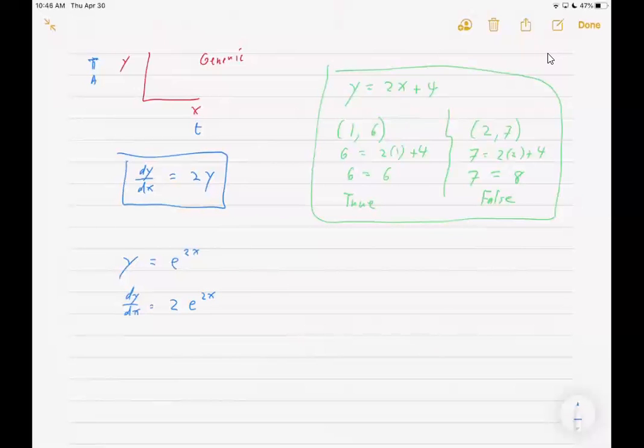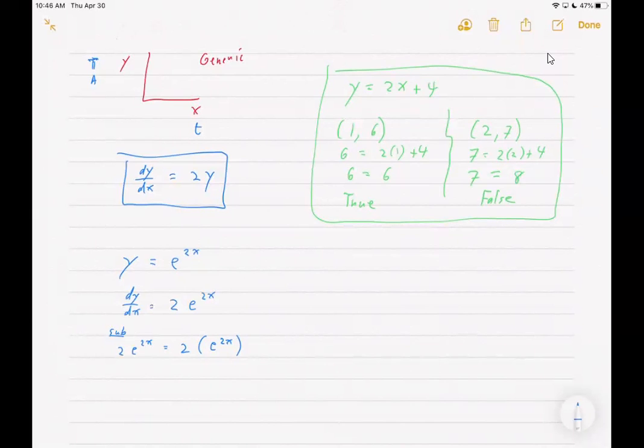All right, now we have a y and a dy/dx. We can substitute, so sub, and we have that 2e^(2x), that's dy/dx, has to equal 2 times e^(2x). And if you look at that, those two sides look identical, except for the parentheses.